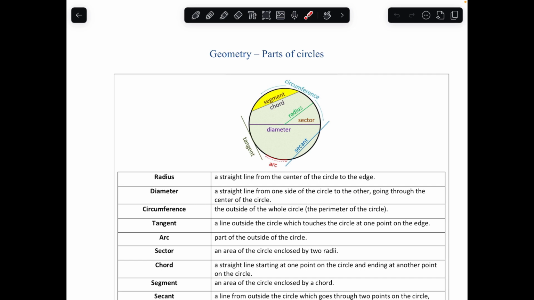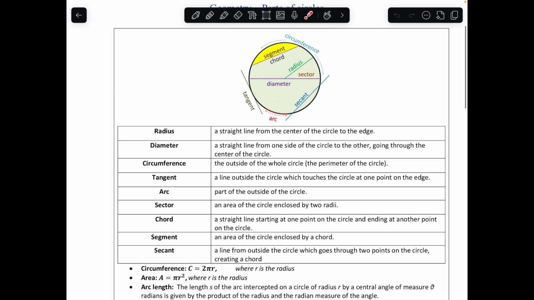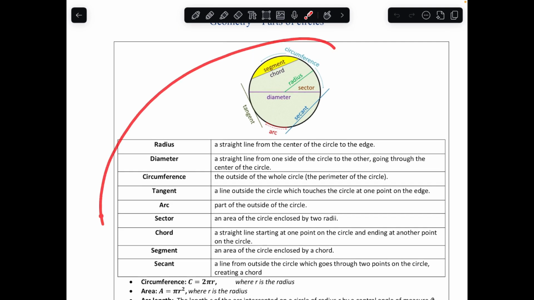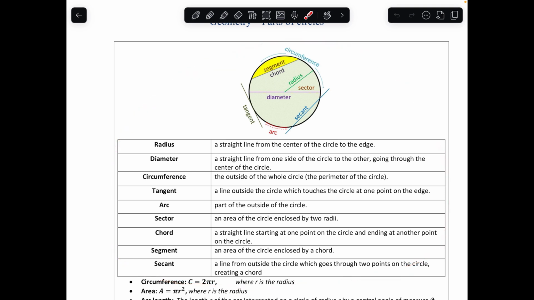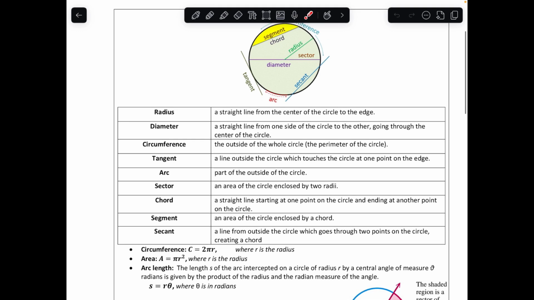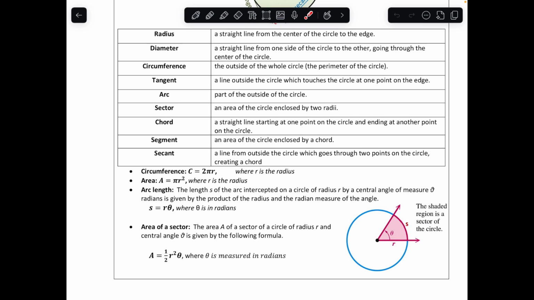In this video we're going to be talking about the different parts of circles. To start off, I would suggest that you pause the video and take a look at all of these and all of the definitions. That way you can familiarize yourself with all of them. While there are a lot of them, we're going to focus on a few of them in this video in particular. So let's take a look at them.